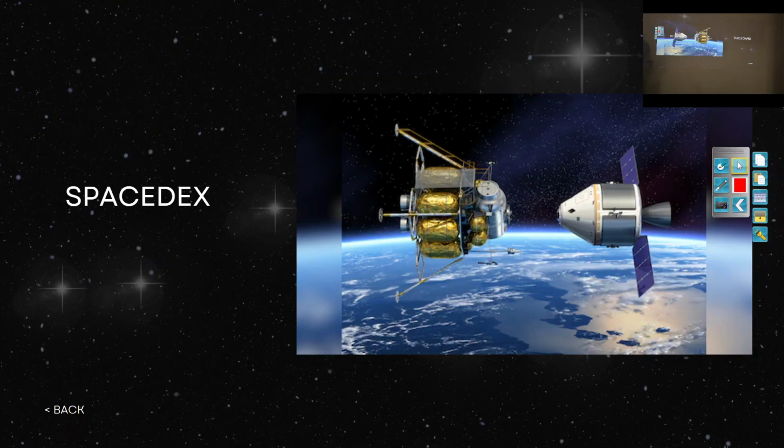Next we have this SpaDeX mission. SpaDeX was an experimental mission to test the space docking system. So two satellites were brought closer to each other and it docked.